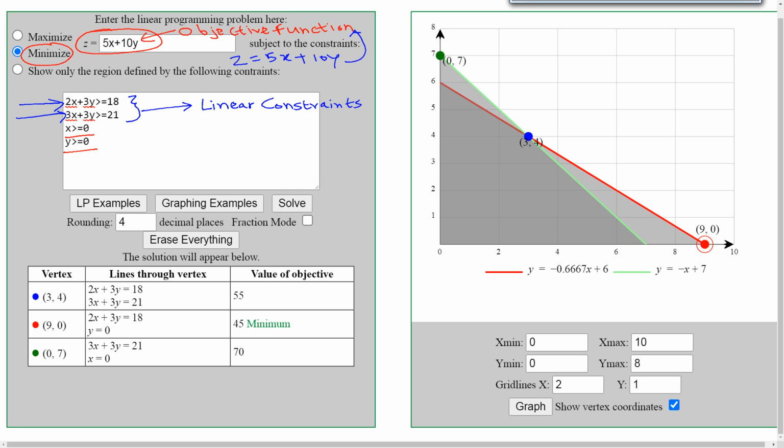There are non-negativity constraints. We have two non-negativity constraints, x is greater equal to 0 and y is greater equal to 0. So these are called non-negativity constraints, and non-negativity constraints assure that the solution of the linear programming problem lies in the first quadrant. It will never go in the second, third or fourth quadrant. The solution will always be in the first quadrant.